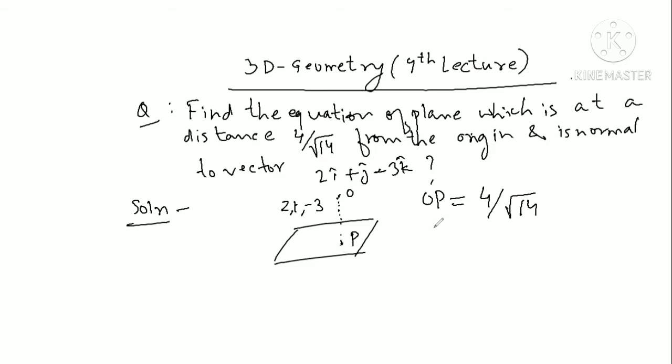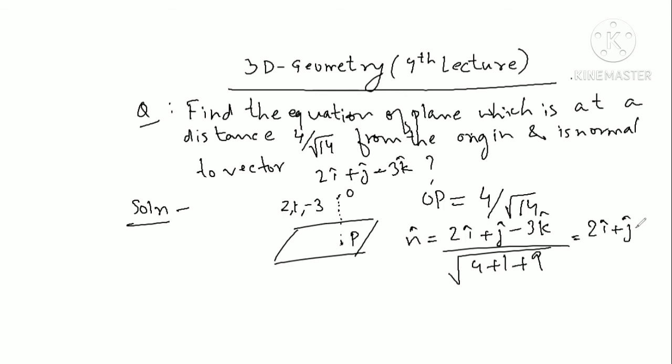Okay. So now in this case, we can find the unit vector which is perpendicular to the plane like this: 2 i cap plus j cap minus 3k cap divided by the magnitude of this vector. Magnitude of this vector is 4 plus 1 plus 9. So this becomes 2 i cap plus j cap minus 3k cap divided by root 14. So this is the unit vector perpendicular to the plane.